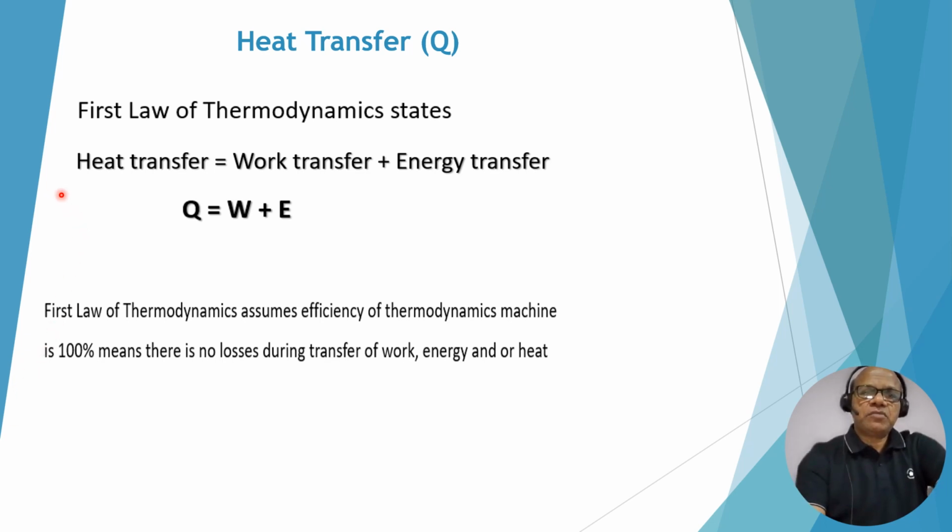As per the first law of thermodynamics, the thermodynamic machine is considered 100% efficient. That means there are no losses during the heat transfer, work transfer, or energy transfer. So heat transfer is equal to work transfer plus energy transfer. This is the first law of thermodynamics: Q equals W plus E.